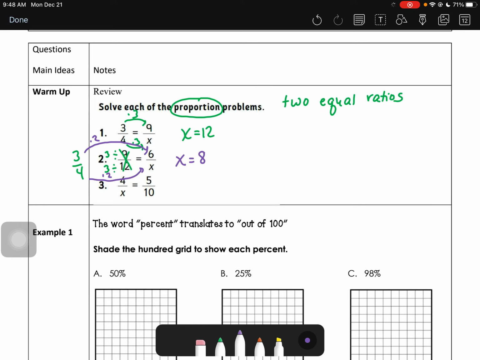In the next example, we can use our vertical method. And so remember that we're multiplying 5 times 2 to get 10. So we could use our vertical method and multiply by 2 to get 8. So x would equal 8.